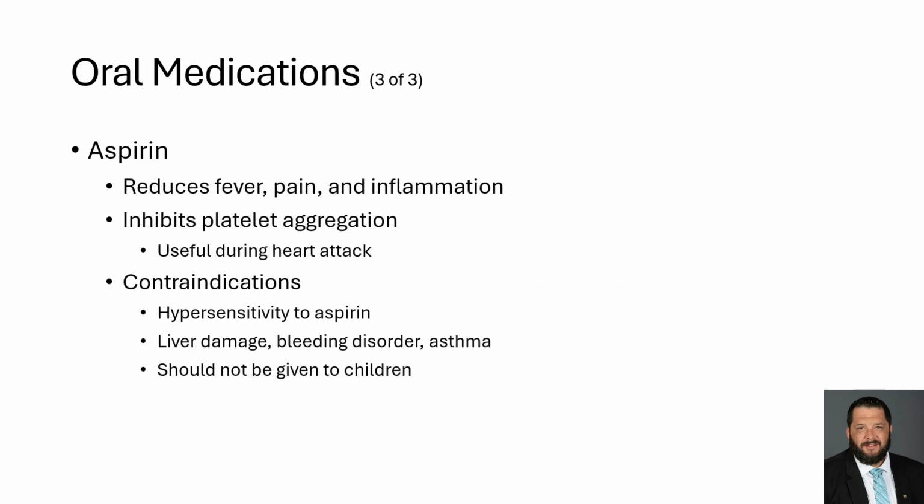Aspirin is another medication that's given orally. While it's taken over the counter to reduce fever, pain, and inflammation, we give it predominantly in EMS as an antiplatelet aggregator, or in patients who are having an acute myocardial infarction, an MI, or a heart attack. It inhibits the platelets from grouping together, making the clot worse, causing significant increase in damage to the myocardial tissue. Contraindications for this medication include hypersensitivity to aspirin, liver damage, bleeding disorders, asthma, and it should never be given to children.